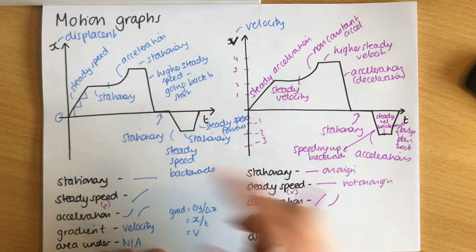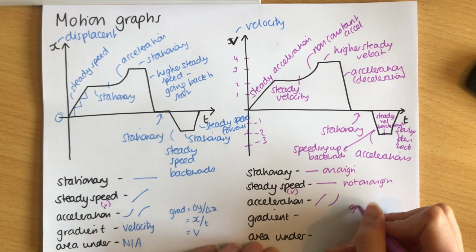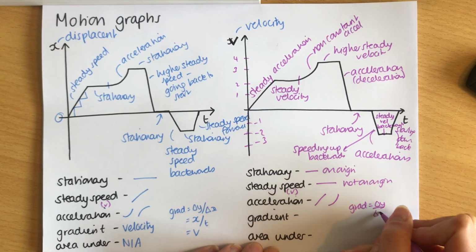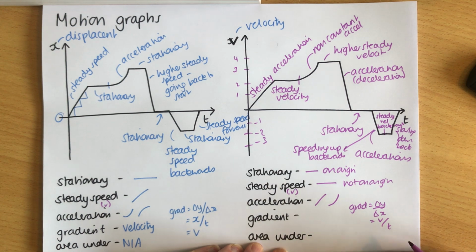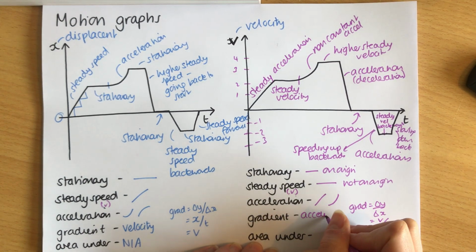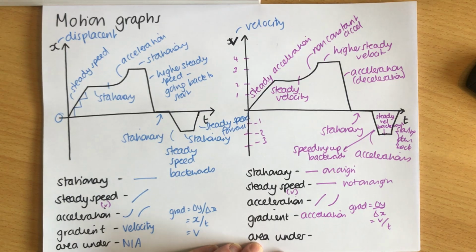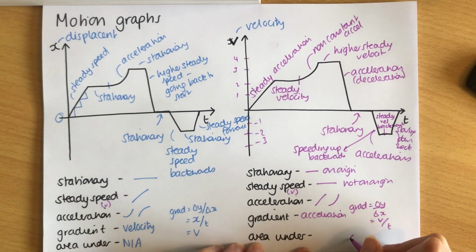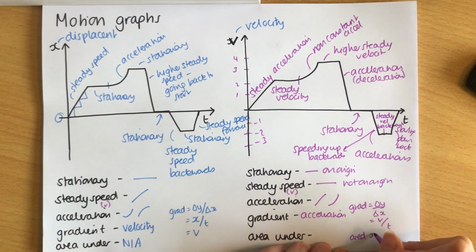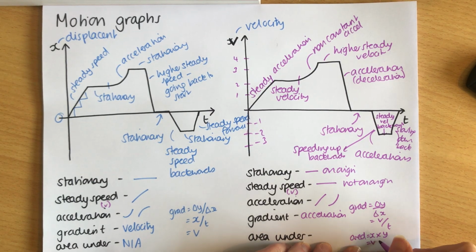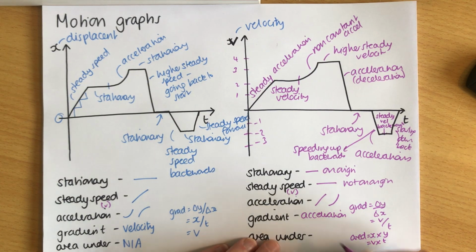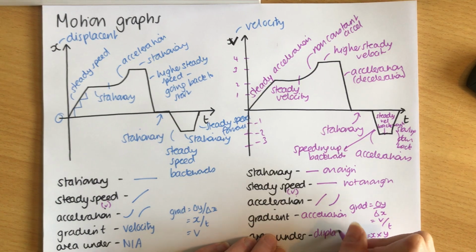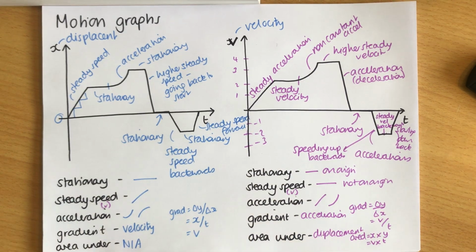So the gradient here, if I use the same thinking, the gradient is equal to the change in y over the change in x. Now y is equal to v and x is t. Well, change in velocity over time I know is acceleration. And the area underneath, now the area underneath something equals the x-axis times the y-axis, that's v times t. And if I rearrange the equation for speed, speed times time actually gives me displacement. So the area under a velocity time graph gives me the displacement of that graph.